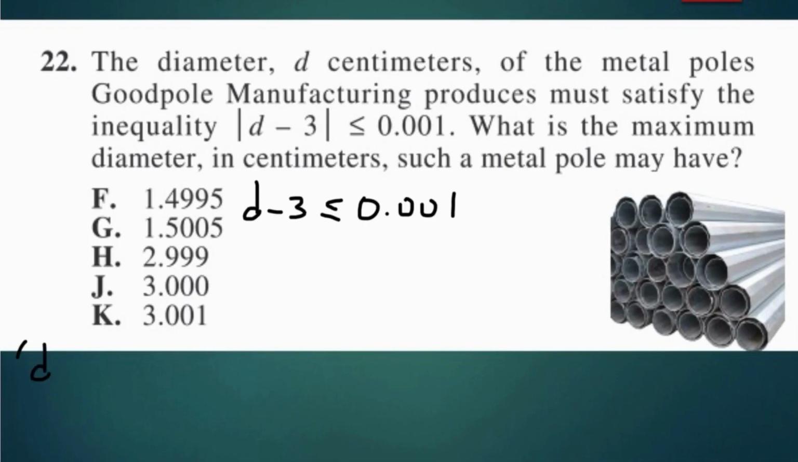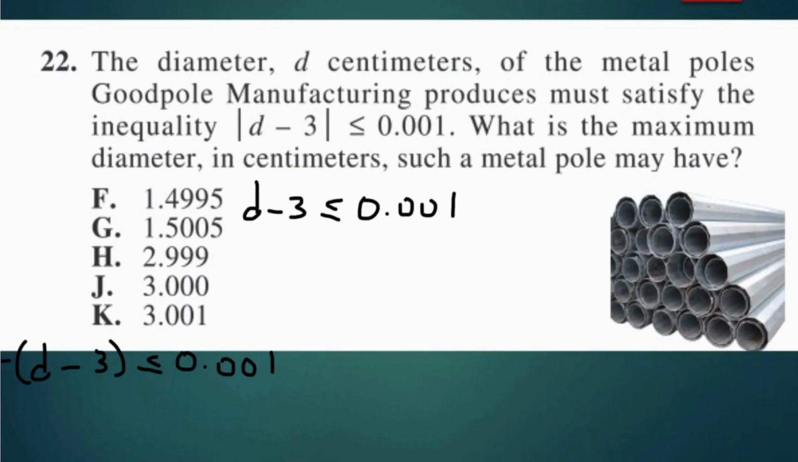And the other one, let me put it over here: negative (d minus 3) is less than or equal to 0.001. Let me fix that 3. I don't like how that 3 looks.